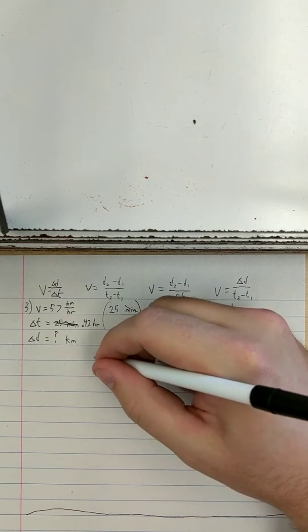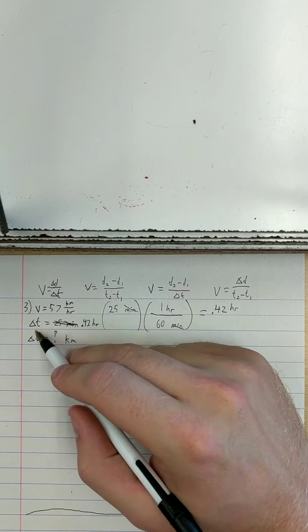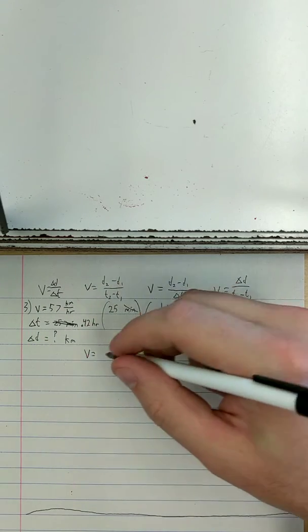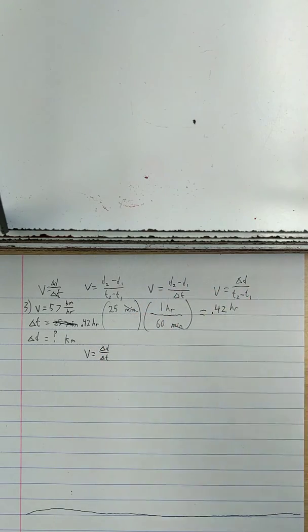Once all your units match up, go ahead and solve the equation by figuring out what you're going to need to do. The first thing I'm going to do is write out the equation I'm going to start with. Since I have V, delta T, and delta D, I know I'm using this equation. V equals delta D divided by delta T.